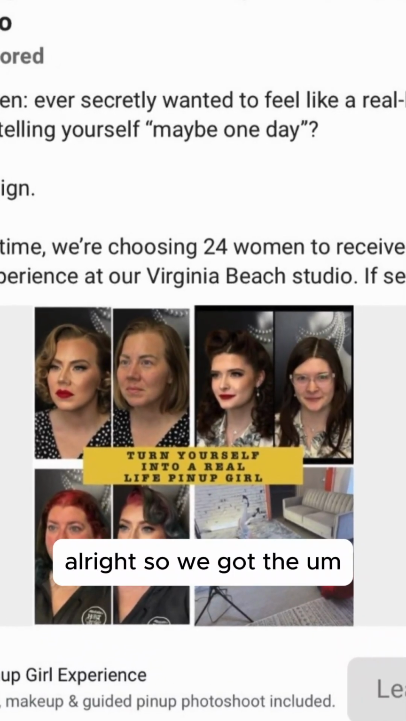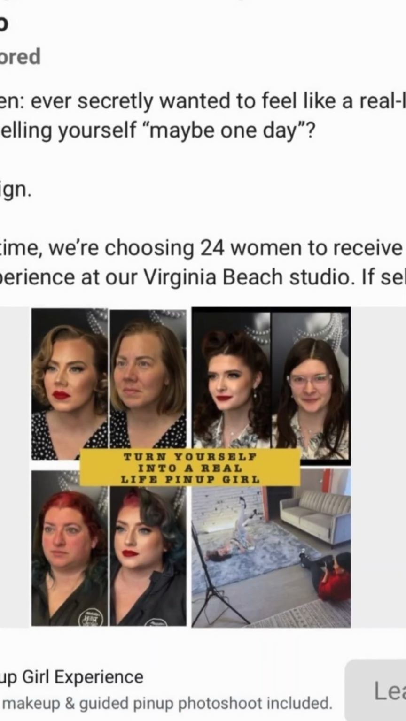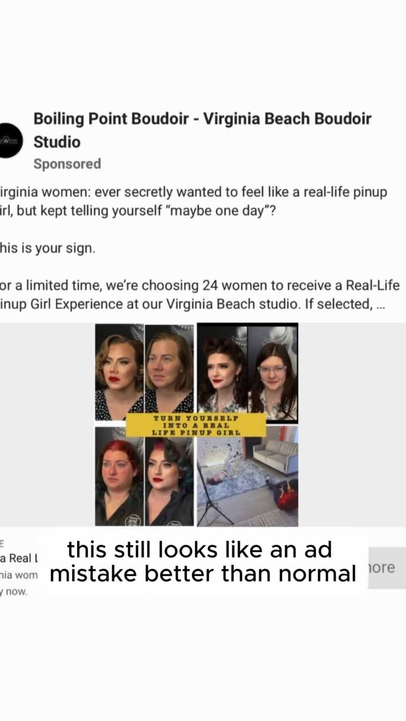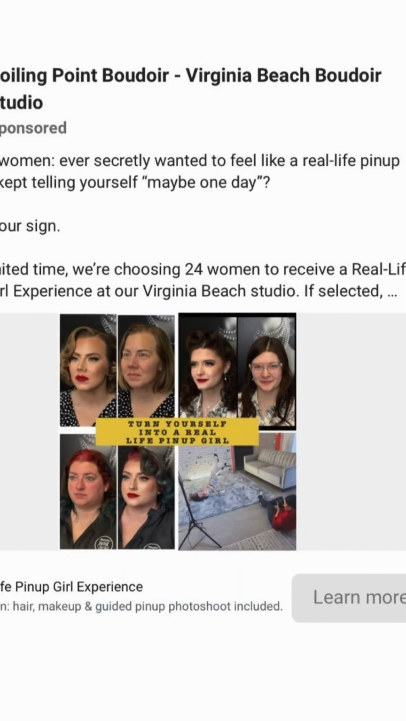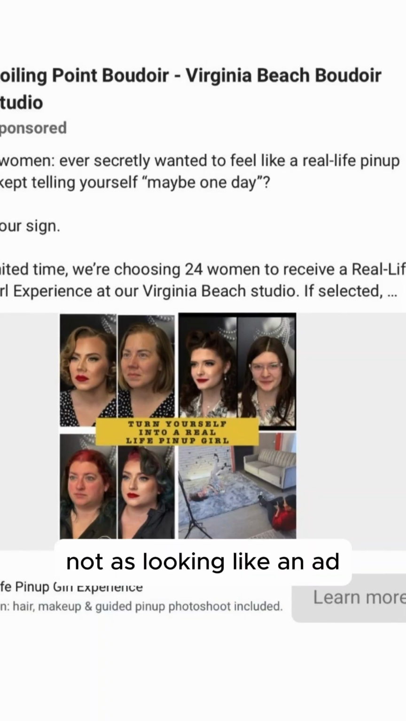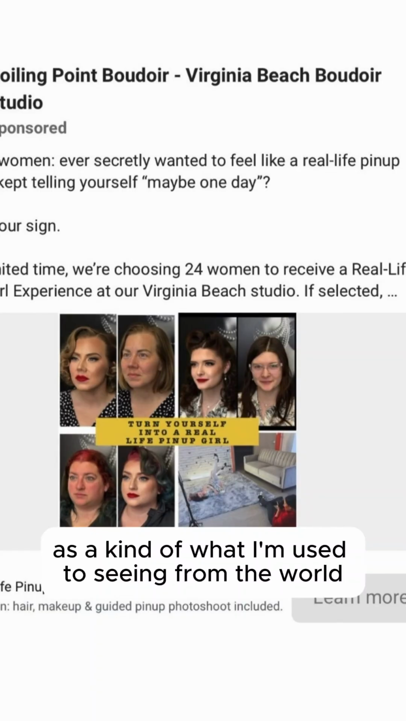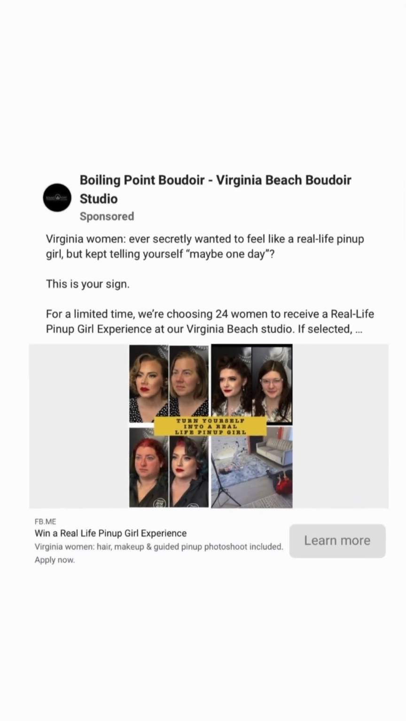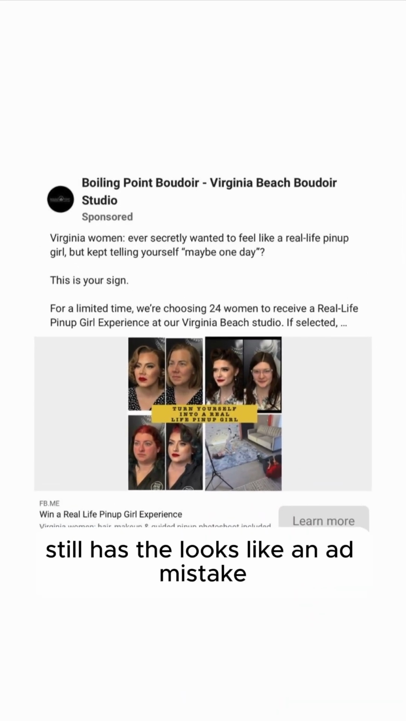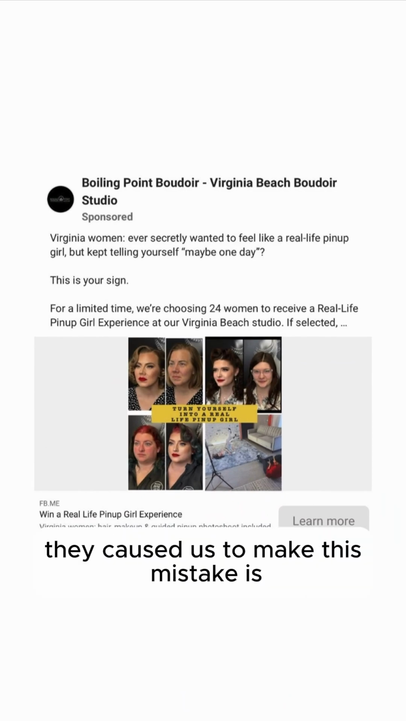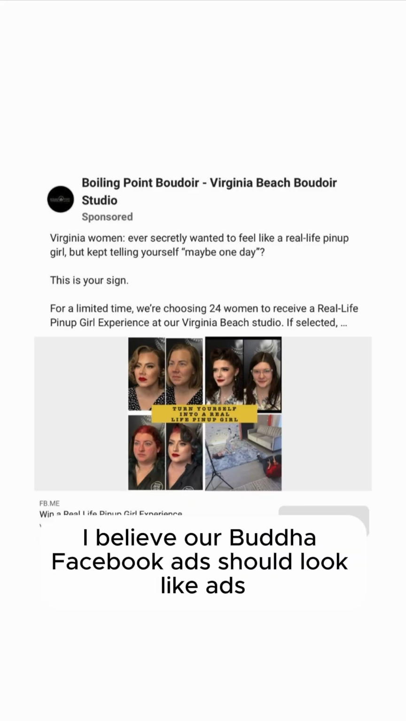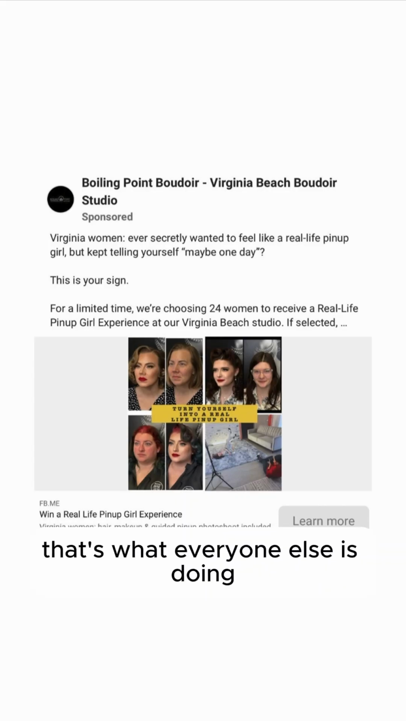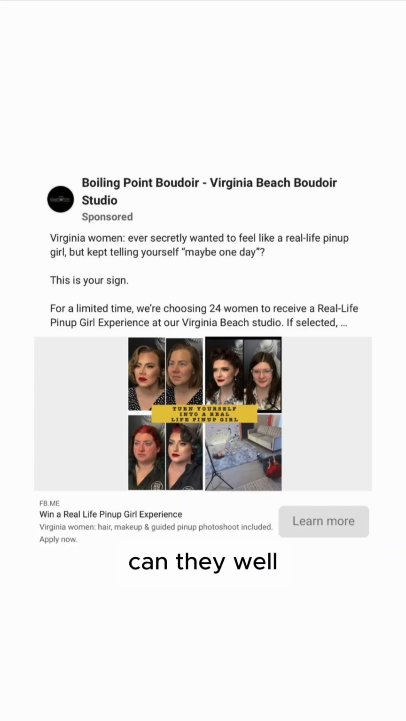All right, so we got the, yeah, this still looks like an ad mistake. Better than normal. Not as looking like an ad as what I'm used to seeing from Boudoir Facebook ads, but it still has the looks like an ad mistake. The false belief that caused us to make this mistake is we believe our Boudoir Facebook ads should look like ads because that's what we're used to seeing everywhere. That's what everyone else is doing. And everyone else cannot be wrong, can they?